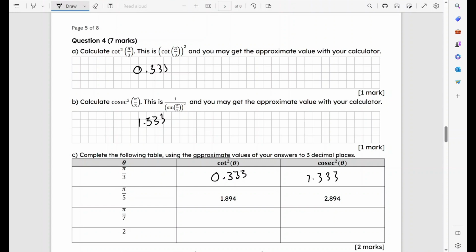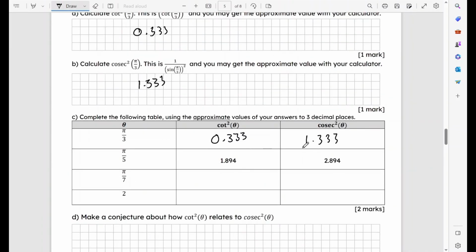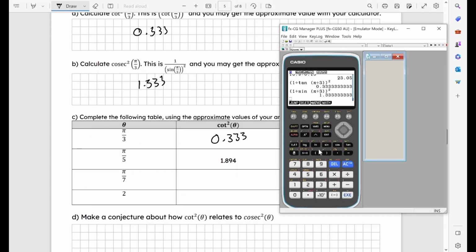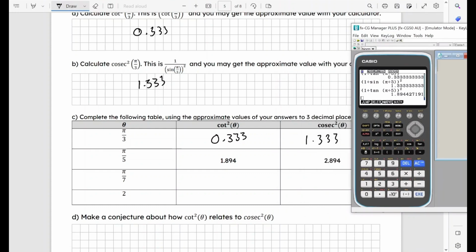Now, if you know how I write tests, you might be able to sense that a conjecture is coming up very soon. That's because you can see this table where we're trying to spot a pattern. One thing I really want you to do is look at this 1.894 number, actually calculate cot squared of pi over 5, and make sure you can replicate that number. The reason I put that in the table is so that you can check you're doing the process right. And if you do cosec squared, you should get 2.894 there too.